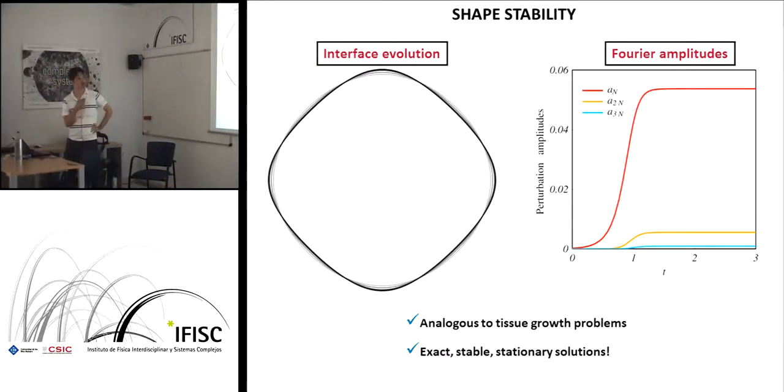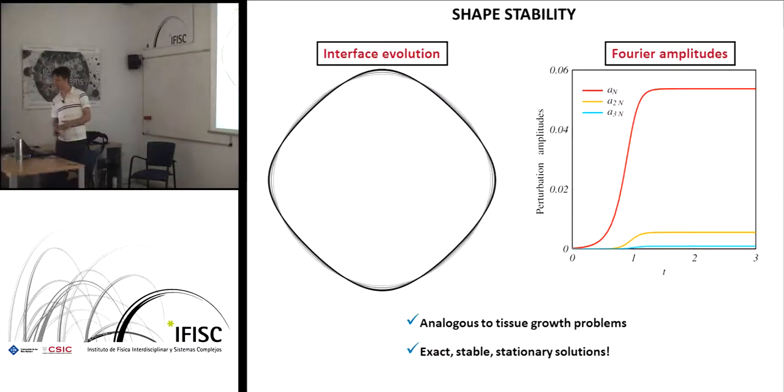All right, so we can make a stability analysis and indeed see that in this case, we have stationary stable solutions. If you begin with a circular droplet and you make a random perturbation, it will grow towards a stationary solution. These are the Fourier amplitudes, and they all saturate at long times, indicating that we have indeed an exact stable stationary solution.